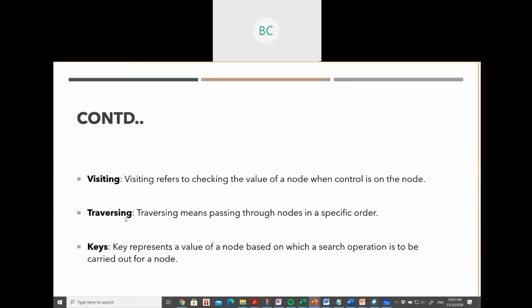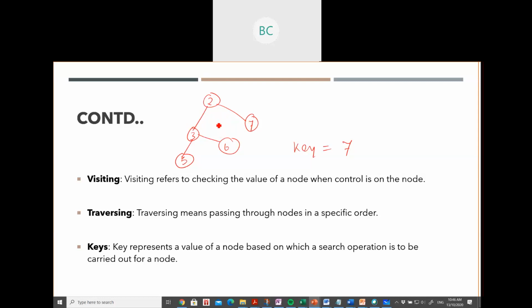So suppose I have a tree here: two, three, five. Suppose this is a tree and I'm asking you to search for the highest number. I'm just telling you the data. If I'm asking you to find the highest number, which one is the highest? It's 7. So your key will be 7. Based on that, you have to traverse the tree.